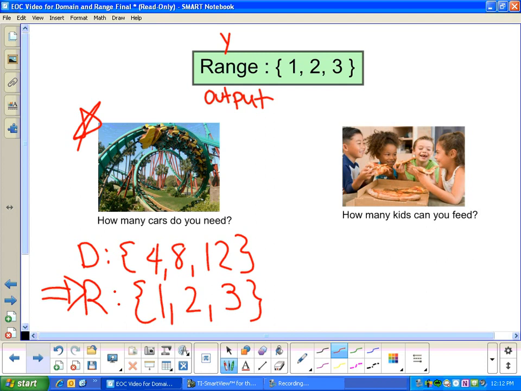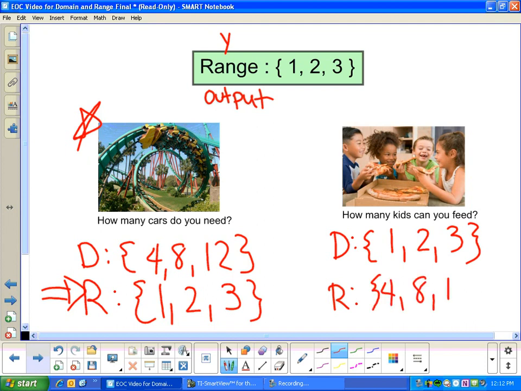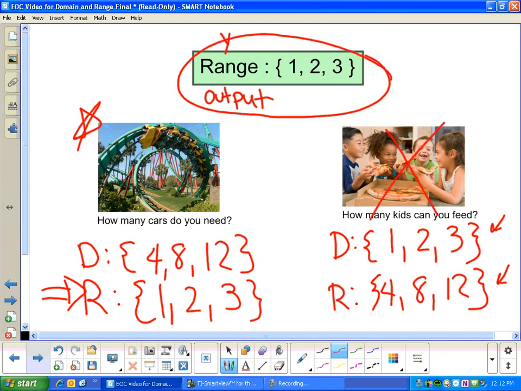Now I sell pizza, and my customers are going to come to me and tell me how many pizzas they want, and I'm going to tell them how many kids they can serve. I know that each pizza serves 4 kids. They give me an input value of how many pizzas they want. They might want 1, 2, or 3 pizzas. And I'm going to tell them, then you can serve either 4, 8, or 12 kids. So in this case, although it has a domain of 1, 2, and 3, the range is 4, 8, and 12. Not what I'm looking for, because I'm looking for a range of 1, 2, and 3.